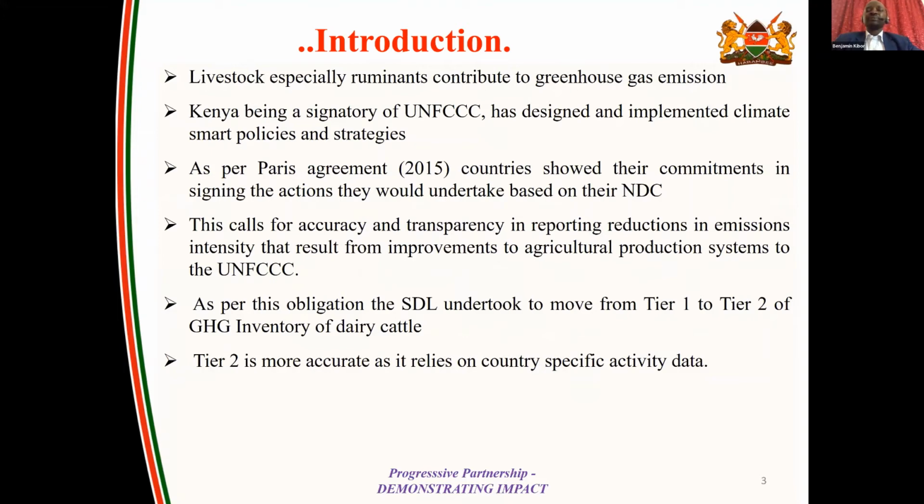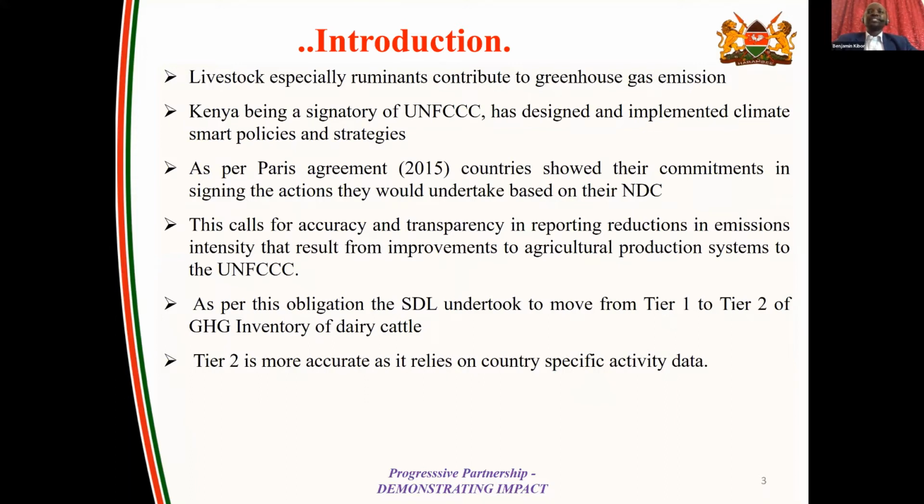Like we have the climate smart agriculture strategy, and we also have the climate smart agriculture implementation framework signed by the Minister of Agriculture, Livestock, Fisheries, and Cooperatives. And also, as per the Paris Agreement, countries showed their commitment in signing actions they would undertake based on their NDC. And this is where Kenya committed to reduce emissions by 30% in various sectors, including agriculture. Livestock being part of agriculture, and being part of the main contributor of greenhouse gases, is key in achieving our targets.